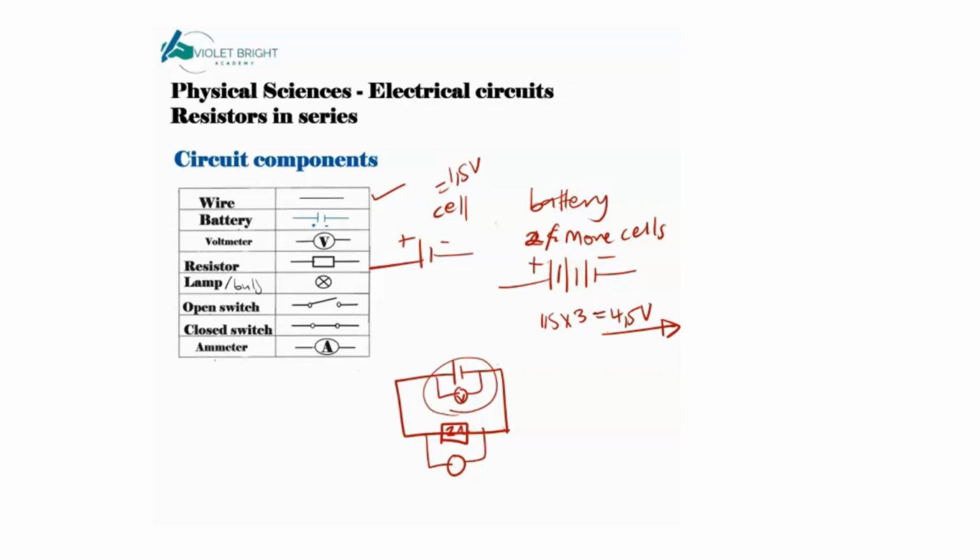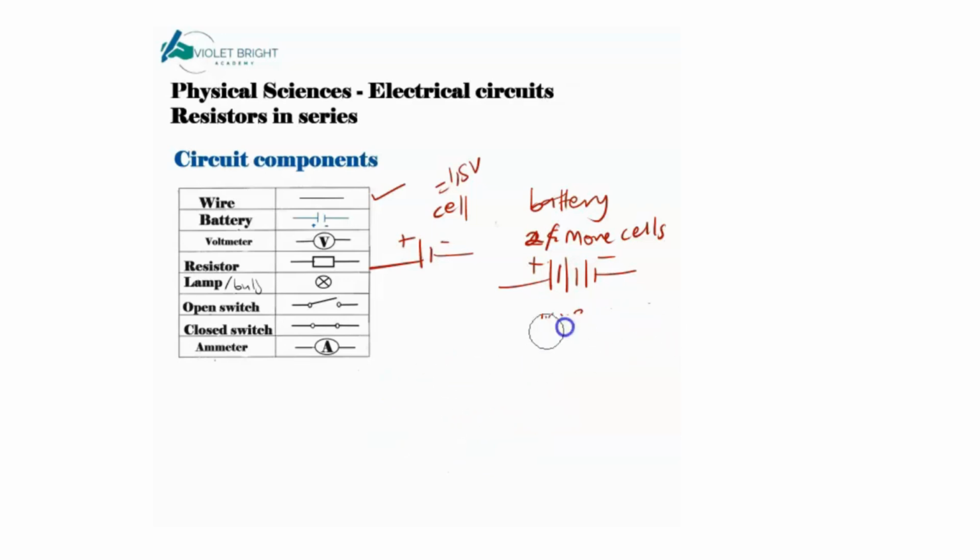So just remember that a voltmeter records the voltage, V for voltage, remember that, guys. So now we have a resistor. Most of you know what a resistor is. A resistor is basically an electrical component that, okay, let me make this example.